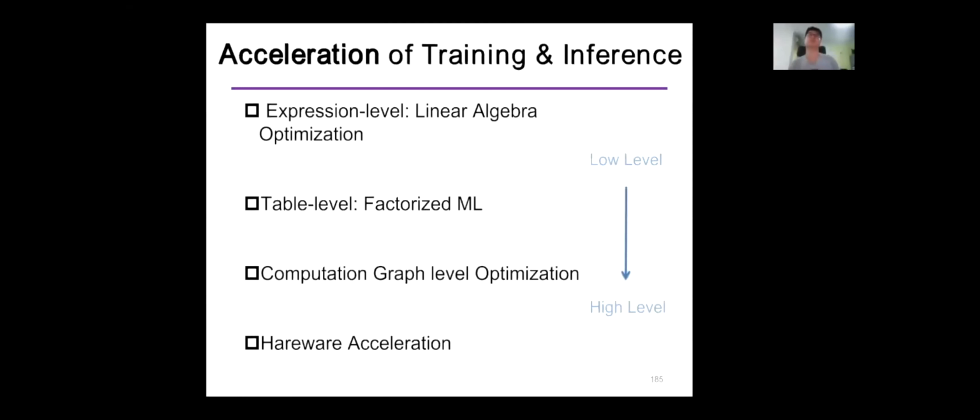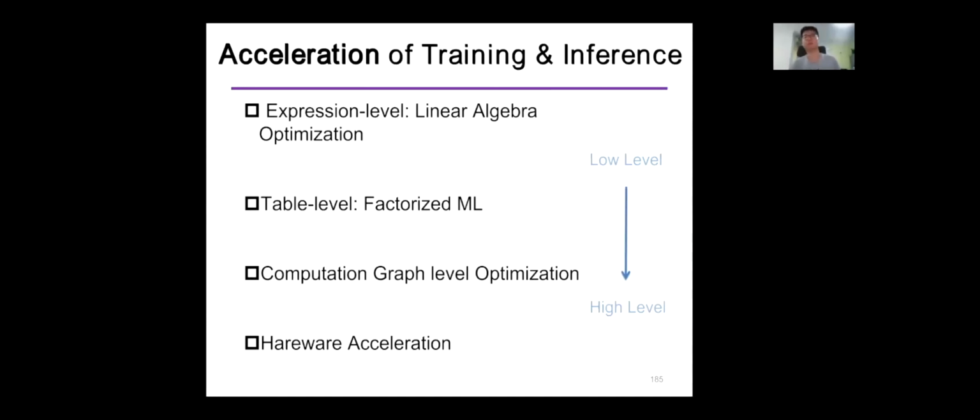So we talk about this topic from 4 aspects, from the low level to high level. The first is the expression level, which uses the linear algebra optimization to accelerate the loss or gradient computation. And the second one is the table level. So it's called the factorized ML.